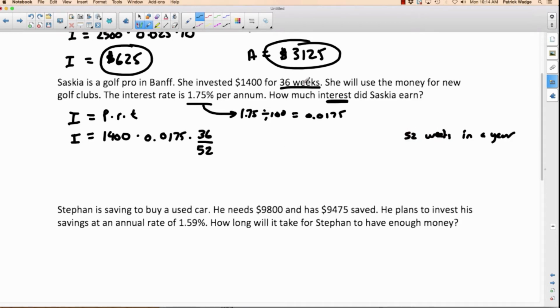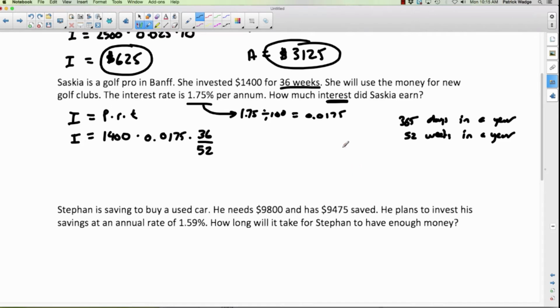What if it didn't say weeks? What if it said days? Well, then it would be 36 out of how many days in a year? 365. So you'd go 36 divided by 365. There's 365 days in a year. We don't worry about leap years.